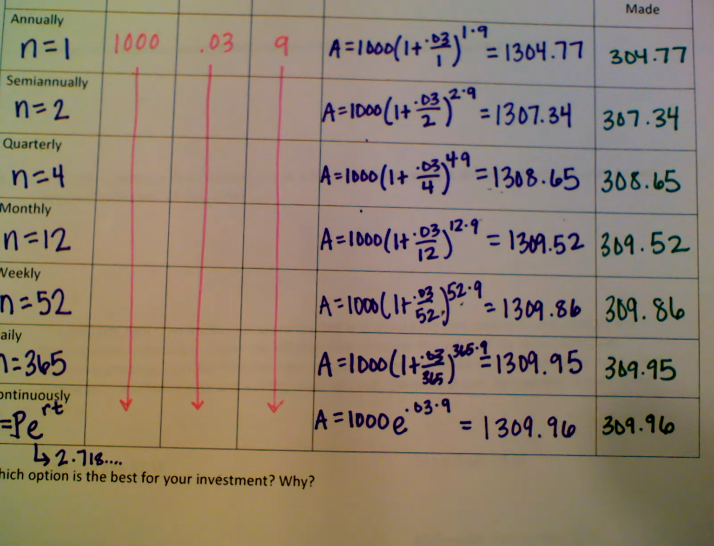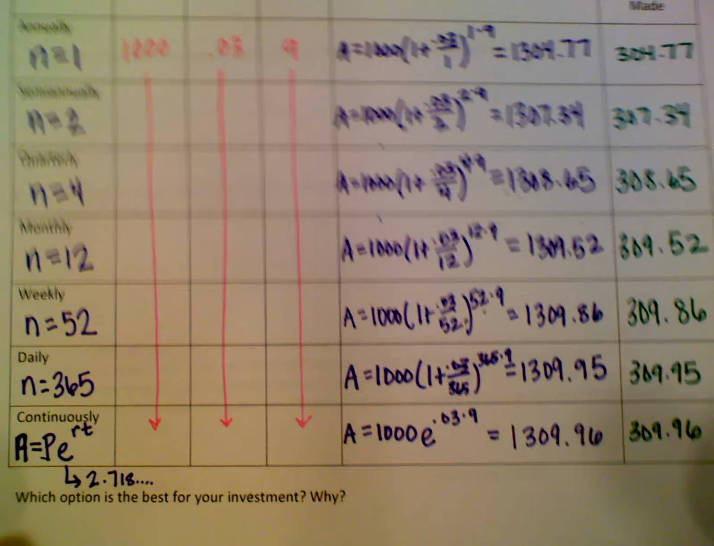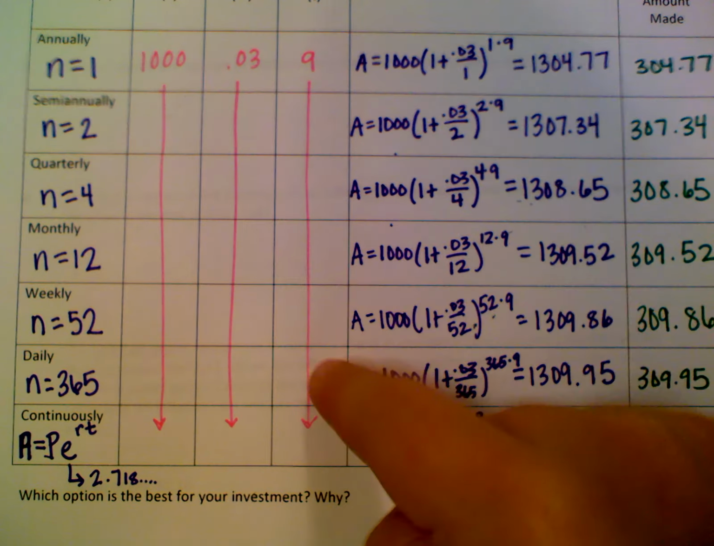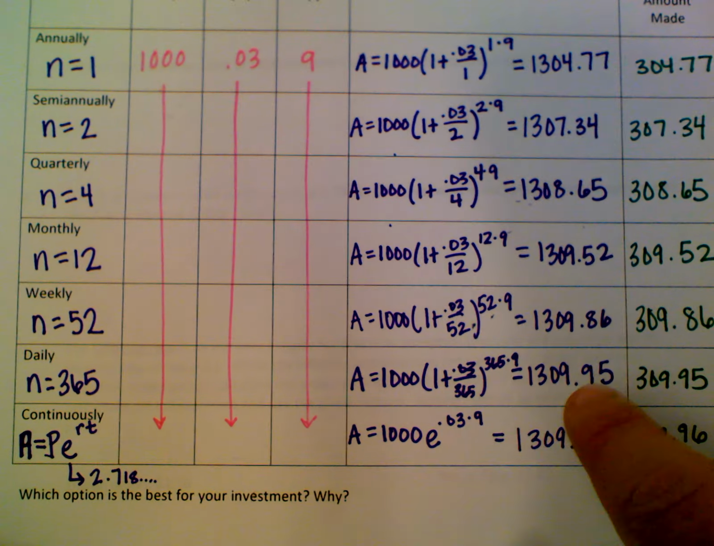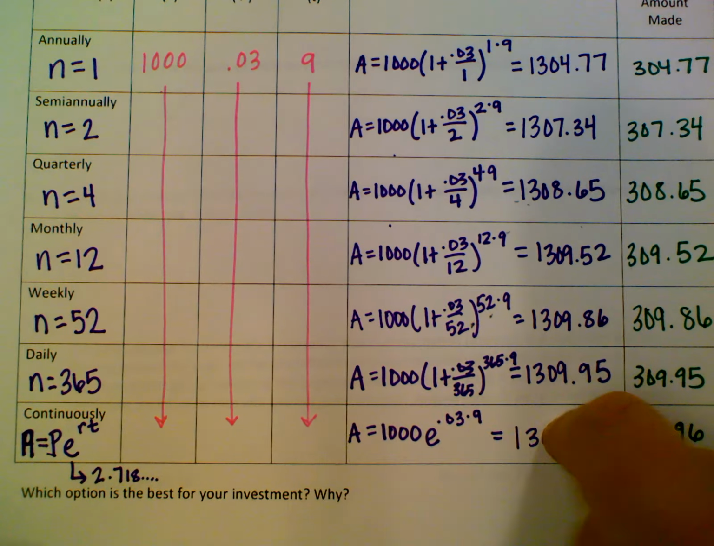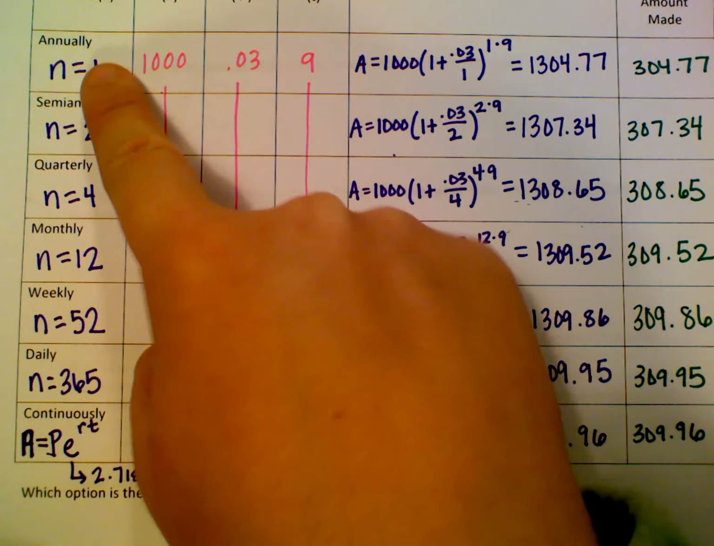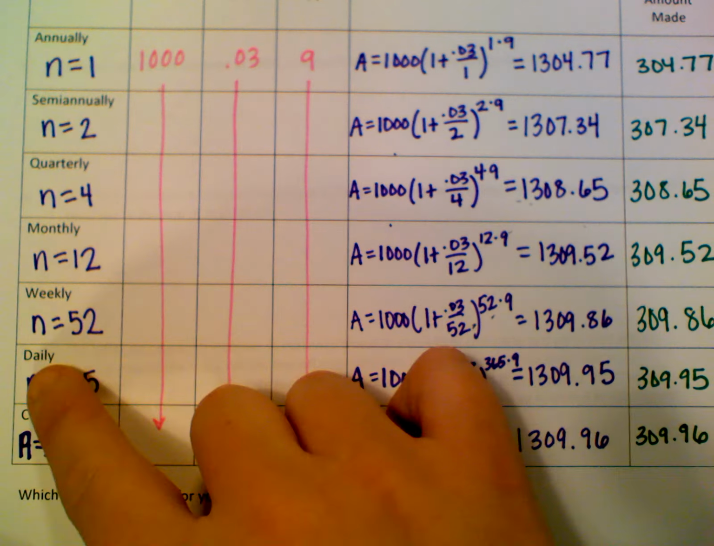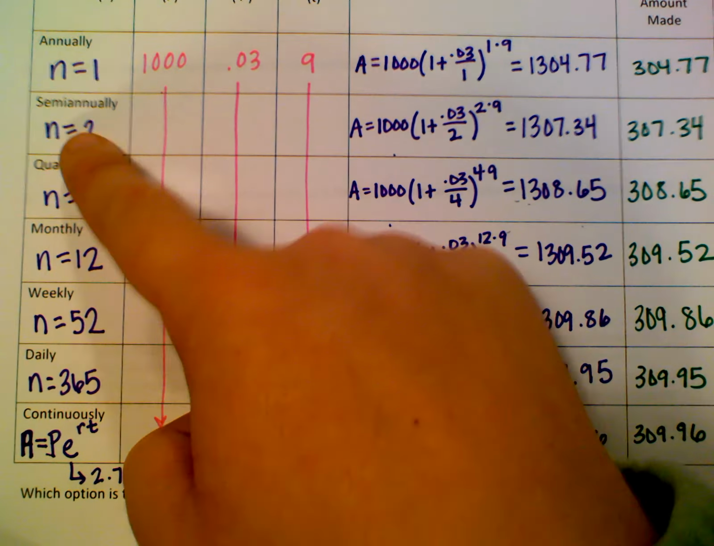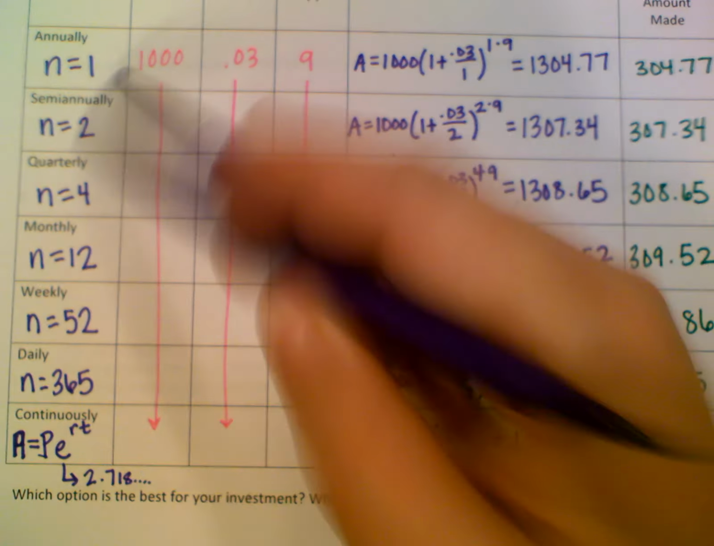So which option is the best for your investment? Since you're investing them all at the same rate and the same time, the more often it compounds, the more money you will have in the account. And so as you're working through these, just remember your different end values, because depending on what keyword they give you will depend on what end value you use.